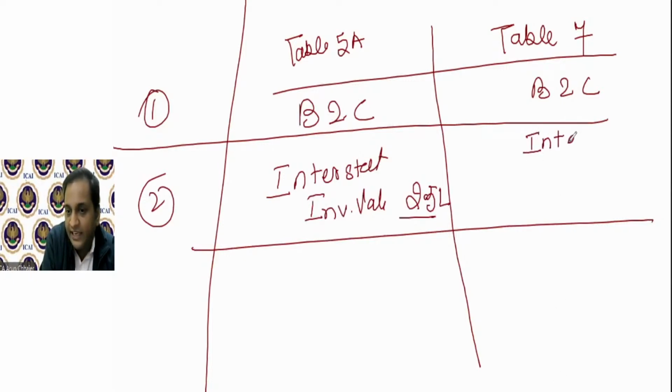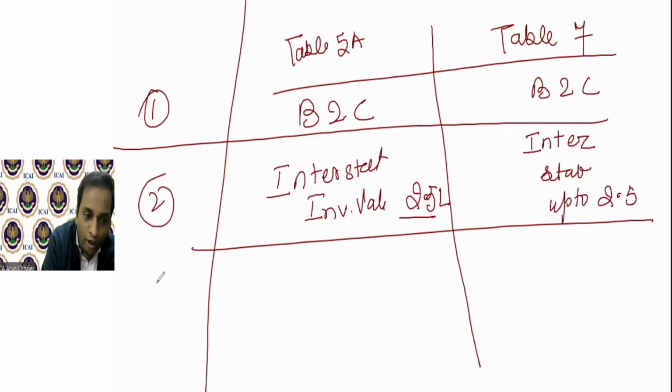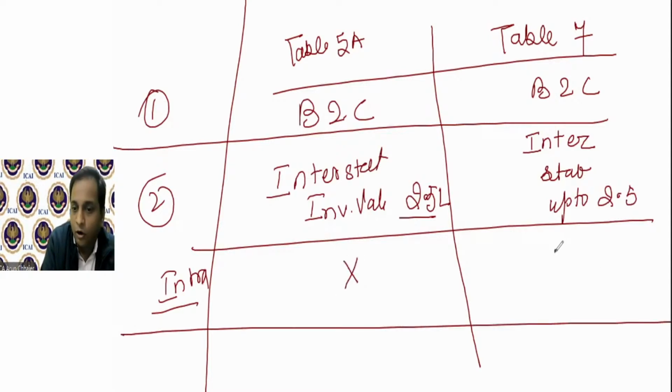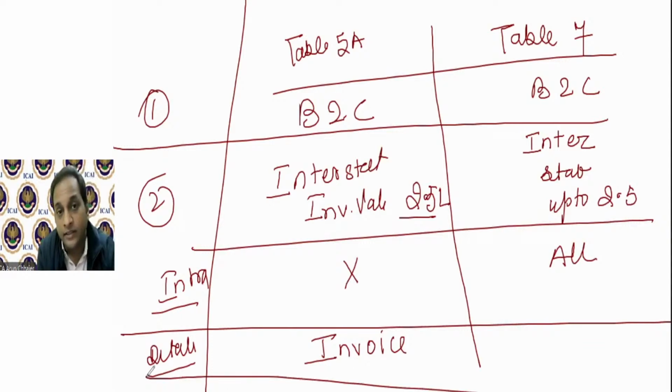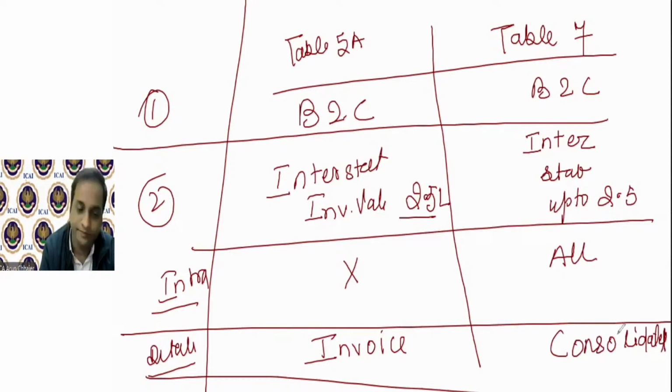Table 7, in case of the interstate up to 2.5 lakh, or intrastate, it will not be furnished here, all will come here. The details are captured invoice wise. If I have 10 invoices, I have to give the 10 line item details. But here the information is given on a consolidated basis.